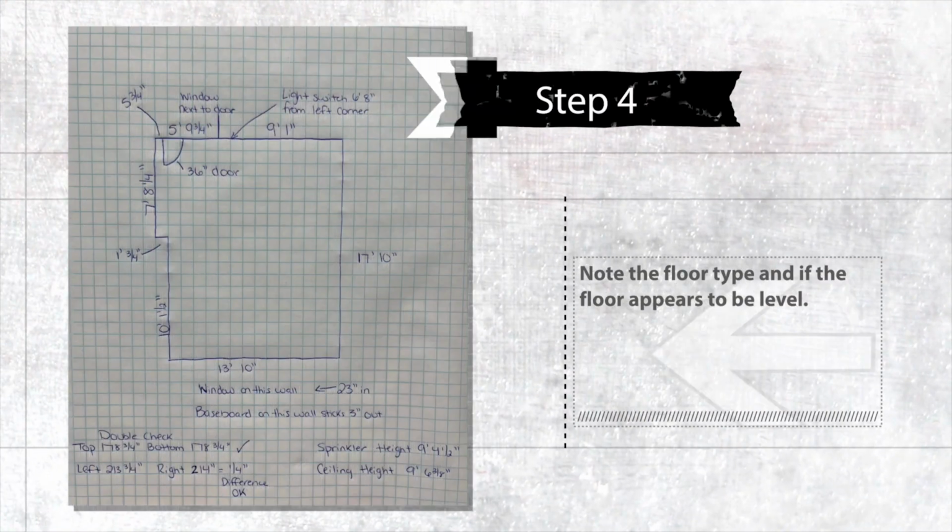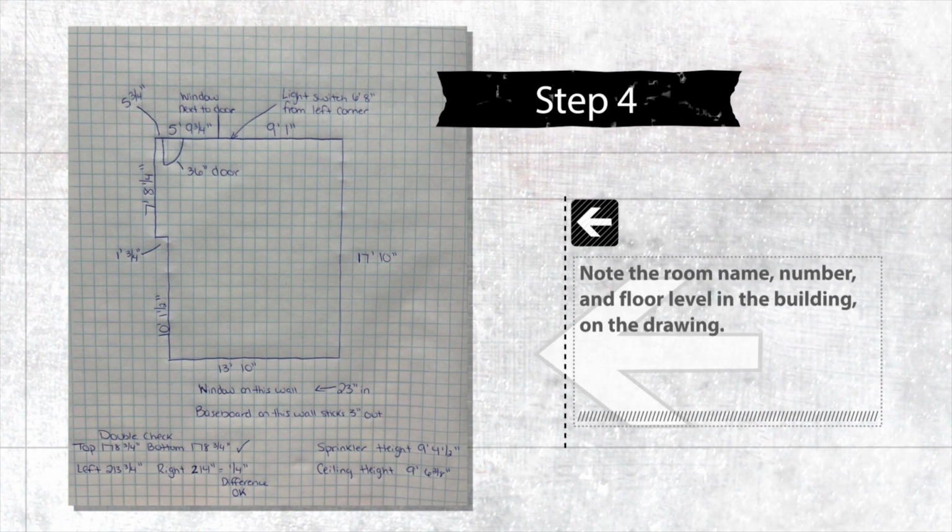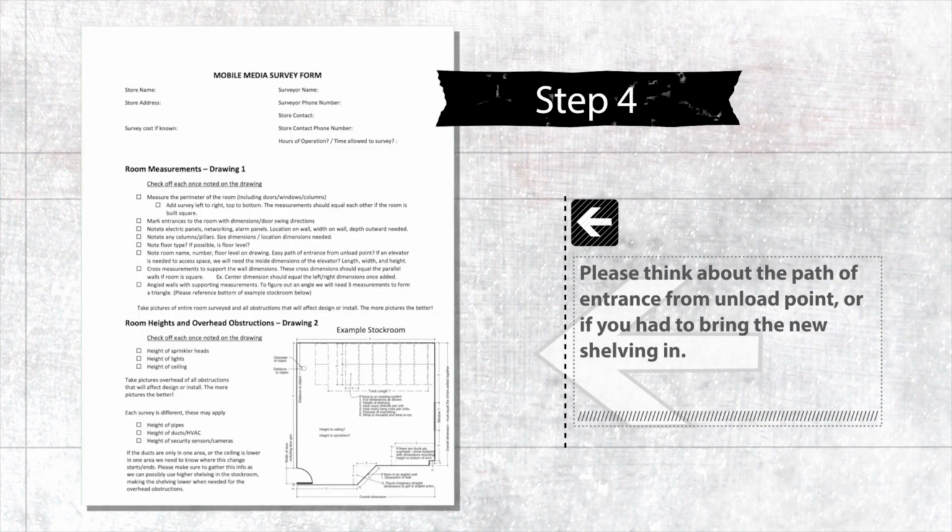Note the floor type and if the floor appears to be level. Note the room name, number, and floor level in the building on the drawing. Please think about the path of entrance from the unload point if you had to bring the new shelving in.